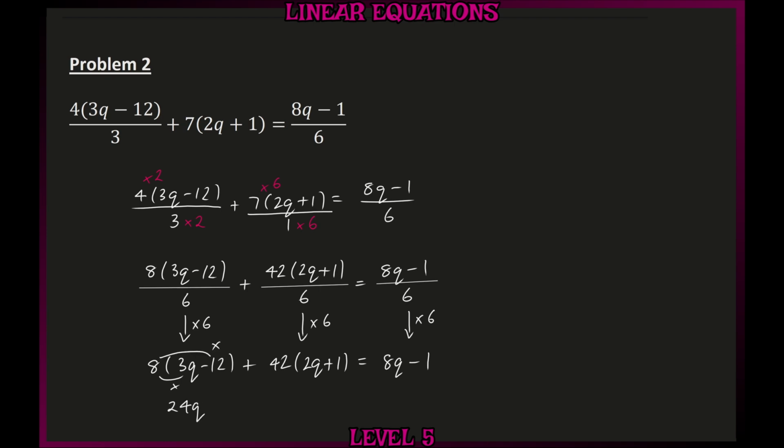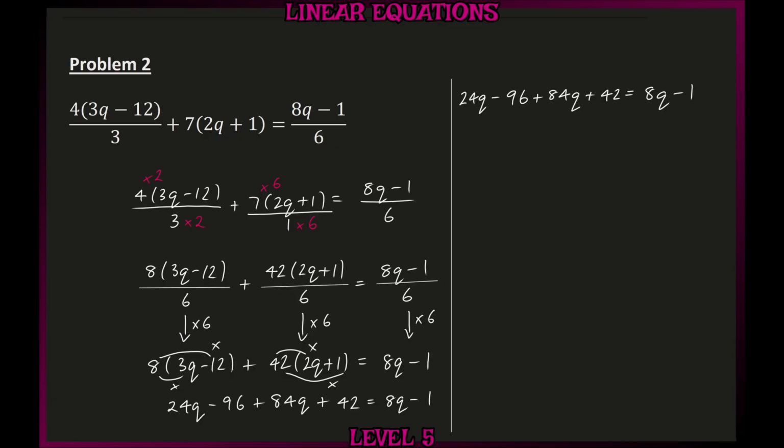8 multiplied by minus 12 is minus 96. 42 multiplied by 2 is plus 84q. And 42 multiplied by 1 is plus 42. And this is equal to 8q minus 1.